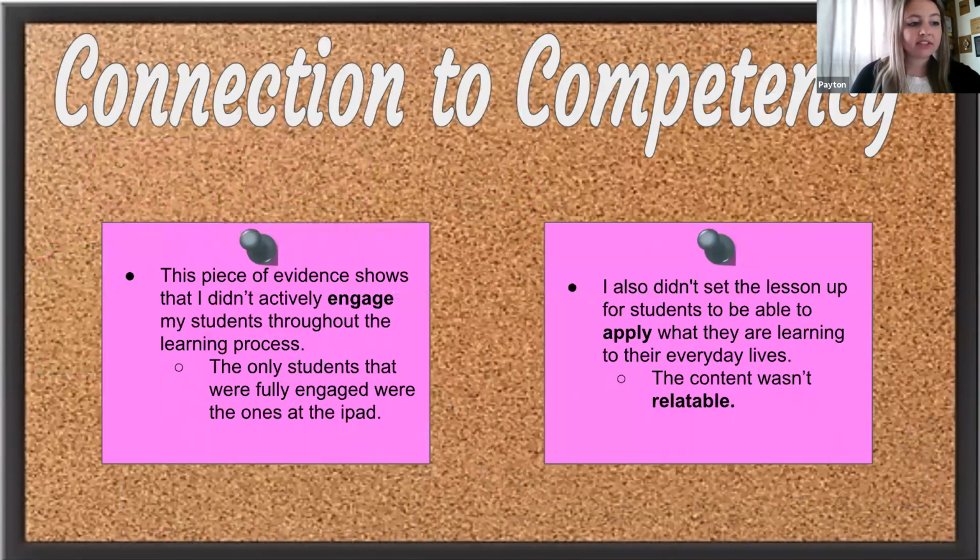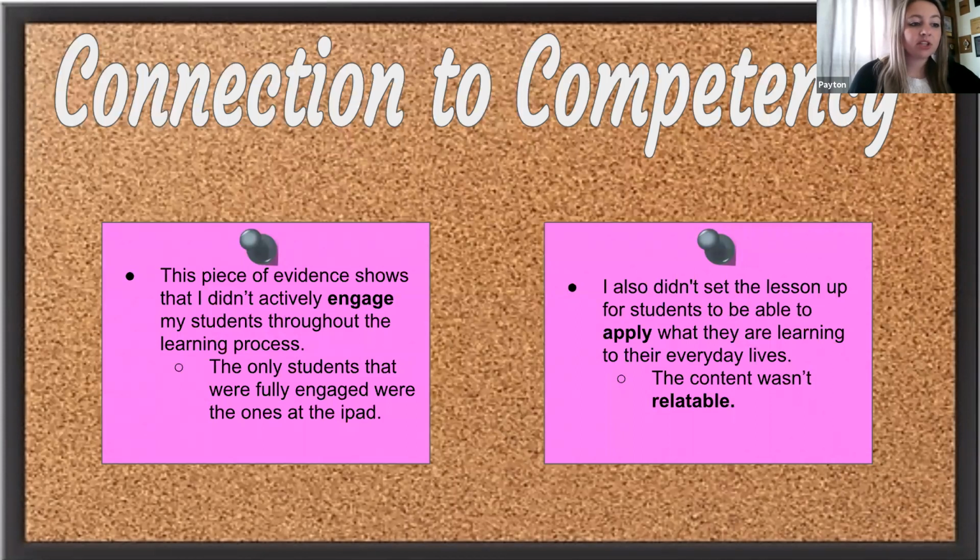My first piece of evidence connects to my competency statement because it shows that I wasn't able to engage my students in their learning process. I lost their focus. At that point, they were not retaining what I was teaching. I also didn't set the lesson up for my students to be able to apply what they are learning.